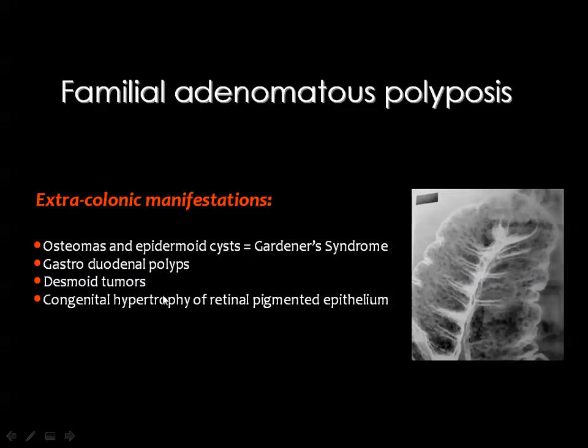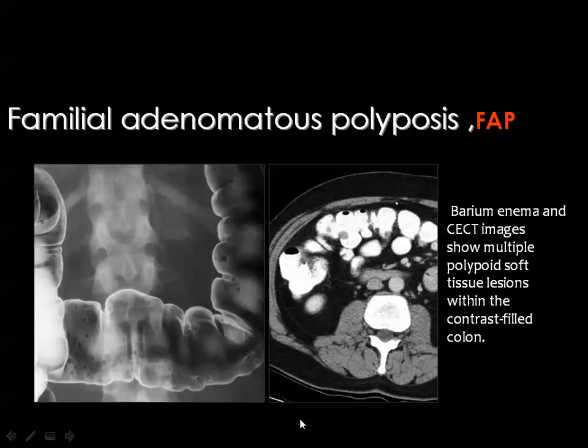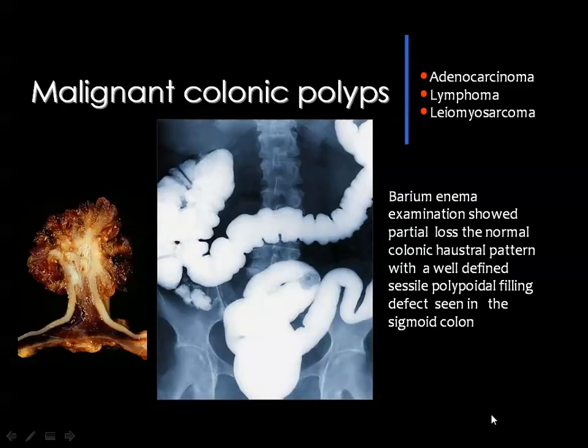polyps may also be seen in the stomach or the duodenum, and desmoid tumors may be associated with this particular disease. As I have said, whenever you see many polyps in the colon, you should have the help of endoscopy to verify the nature of these polyps. And this is the case of familial polyposis. You see by barium enema, and you see by CT scan, the presence of polyps in the colon. Then we come to the malignant polyps or polypoid carcinoma of the colon.